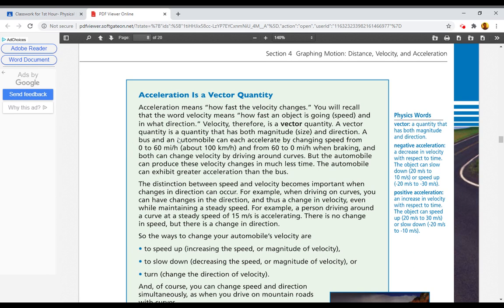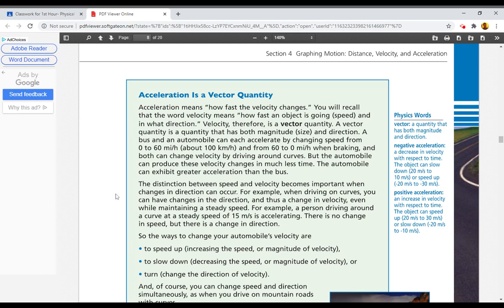A bus and an automobile can each accelerate by changing speed from 0 to 60 miles per hour and from 60 to 0 miles per hour when braking, and both can change velocity by driving around curves. But the automobile can produce these velocity changes in much less time. The automobile can exhibit greater acceleration than the bus.